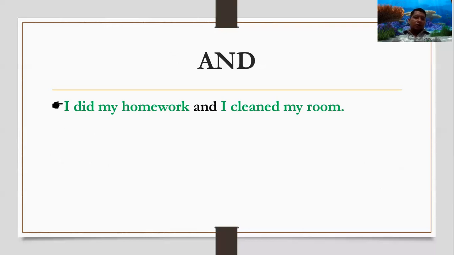There are 4. Let's see the first one. I did my homework and I cleaned my room. In this case, we are using and to join two ideas, two sentences. The first idea is I did my homework. The second idea is I cleaned my room. So we are joining two sentences.